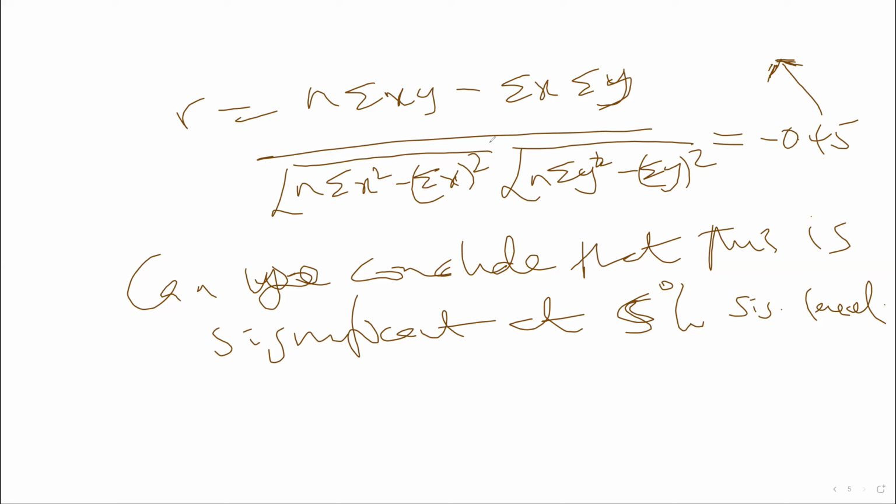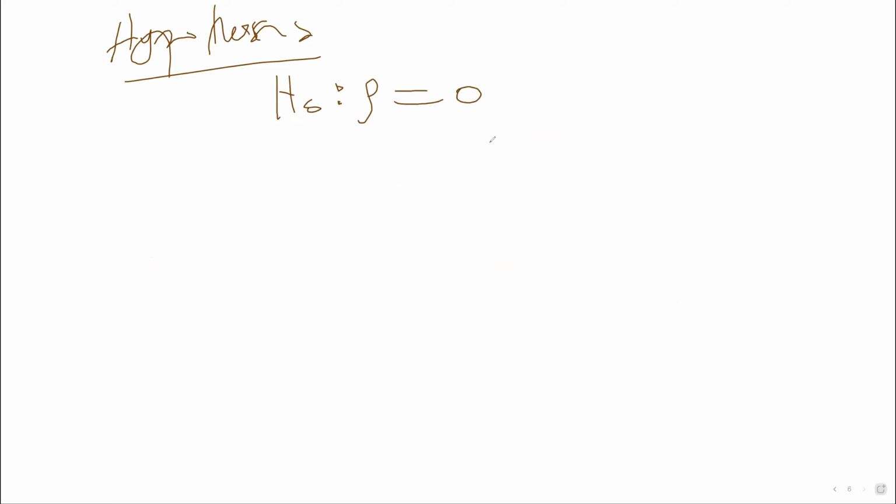Now, the question is, can we say that this is statistically significant? To do so, we have to do what we've been doing, hypothesis testing, which means you need your hypothesis, your test statistic, your critical region, and the decision and conclusion. Is everybody okay? So how do we do this? We will state our hypothesis. The hypothesis here will be that rho, the population correlation coefficient, is 0.